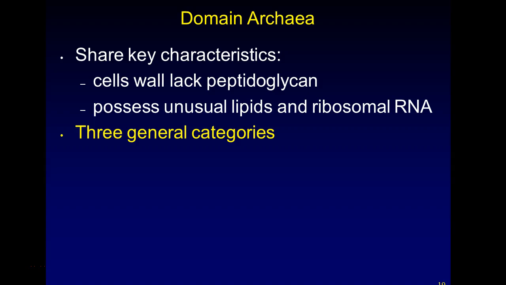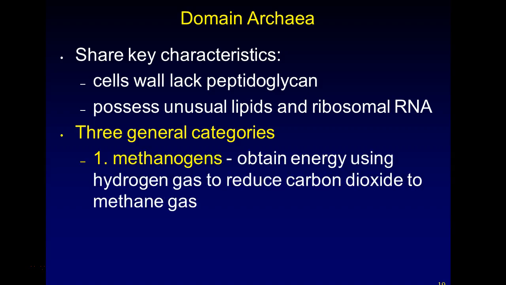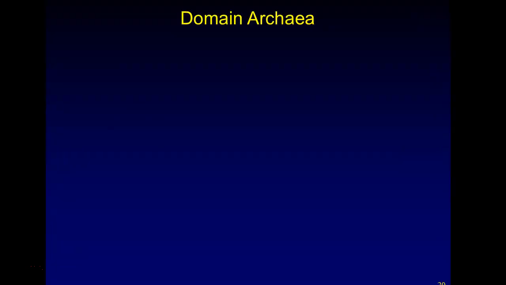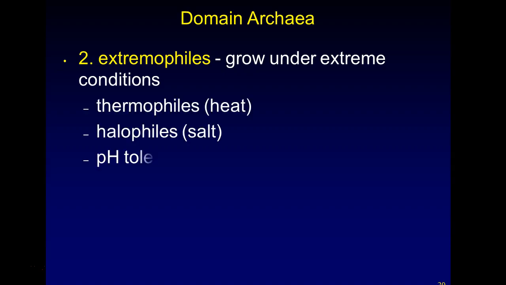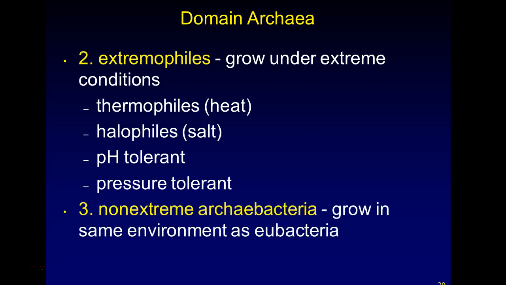There are 3 general categories of these archaea. One is methanogens. They obtain energy using hydrogen gas to reduce carbon dioxide to methane gas. You could find these guys at the bottom of the ocean in the deep sea vents. And if you took marine bio last semester, we actually watched a video talking about those. Then we have our extremophiles, the second group. They grow under extreme conditions. There's thermophiles, there's halophiles, and there's pH tolerant. So these guys live on the brink of extremely harsh conditions. There's pressure tolerant. And then we have the non-extreme archaeobacteria that grow in the same environment as eubacteria.